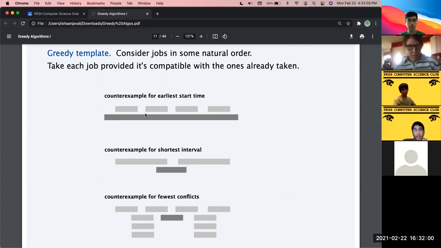And if we were to choose the one with the earliest start time, we'd only get 1 as our answer. Whereas we could have gotten 4, these 4 over here, which is actually correct. If we chose the shortest interval, like in this case, our answer is going to be one. Whereas the actual answer would be two, because we could choose this interval over here and the second one over here, since they're compatible with each other.